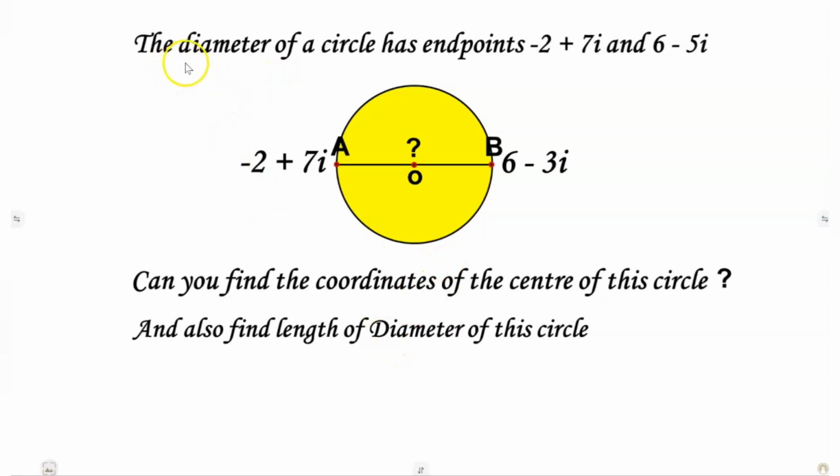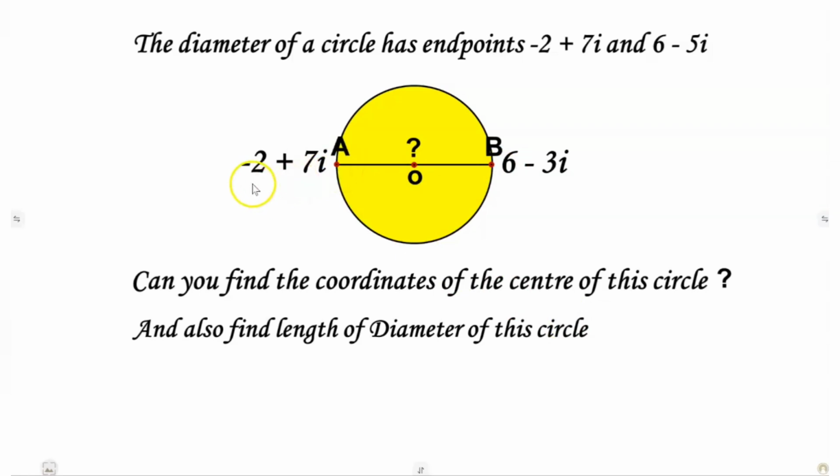Here is a question on complex numbers. The diameter of a circle has endpoints -2 plus 7i and 6 minus 5i. This is the figure given for that. Can you find the coordinates of the center of this circle and also find the length of the diameter of this circle? You need to find the coordinates of center O as well as the length of the diameter AB.